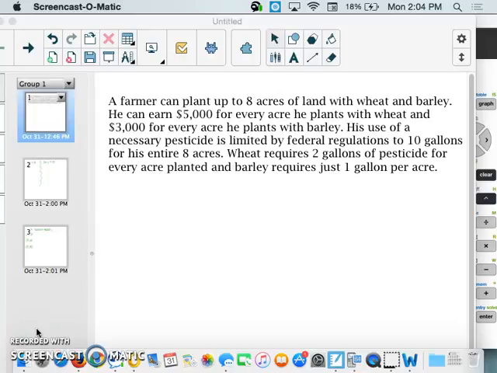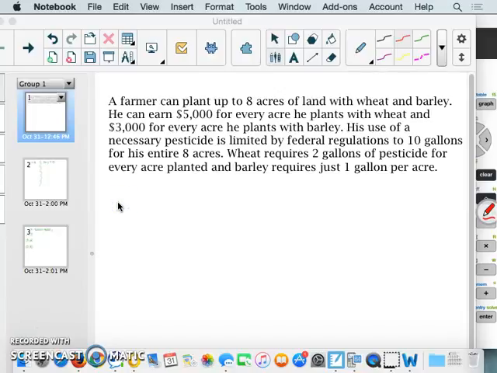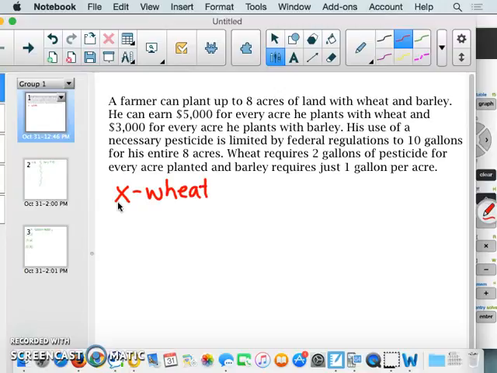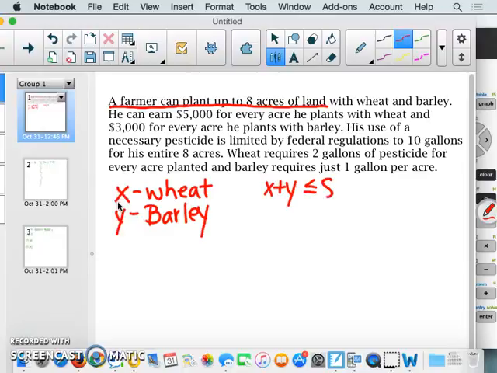So the first thing we're going to do is define the variables. X is going to be wheat, and Y is going to be barley. And the first sentence is the first constraint. He only has 8 acres of land total for both of the crops. So X plus Y is less than or equal to 8.